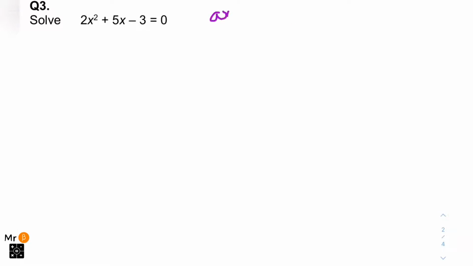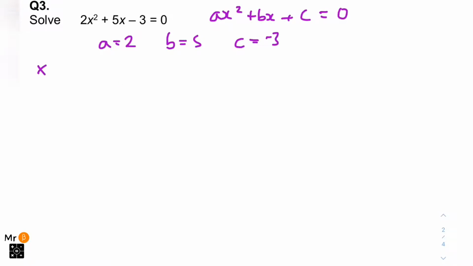We again need to remember that the general way we write a quadratic is ax squared plus bx plus c. That tells me that a is 2, b is 5, and c is negative 3. We again start off by writing that we are multiplying to find the product of a, c, which in this case is negative 6, and we're adding to make our b value, which is 5. So now we write down two numbers which times together to give negative 6, but add together to give 5.